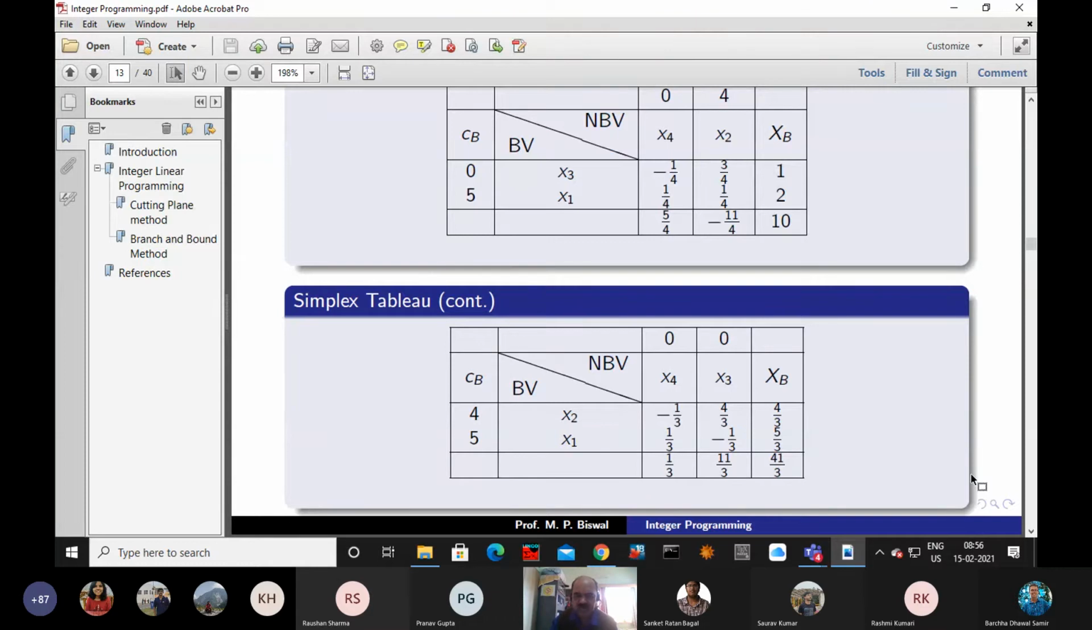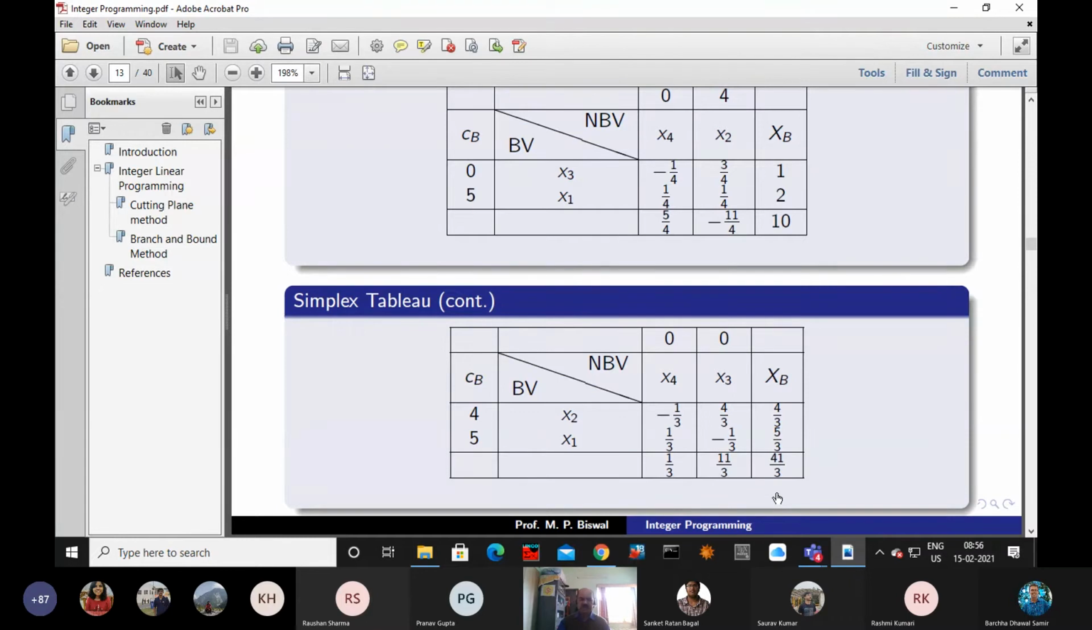And we said it is optimal because Z1 minus C1, that is 1/3, is positive, and Z2 minus C2, that is 11/3, is also positive. So basic variables are x2 and x1, non-basic variables x4 and x3. This is the value of the basic variables. What is the value of the first basic variable? x2 is 4/3, x1 is 5/3. So x2 is 1 plus 1/3, that is 4/3, and x1 equal to 5/3, 1 plus 2/3.